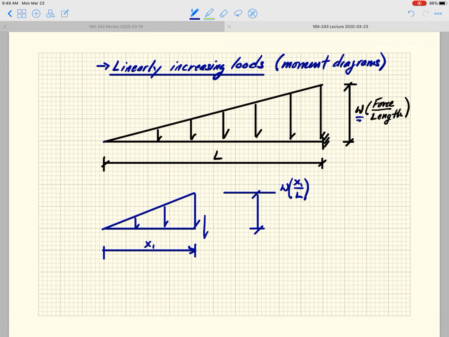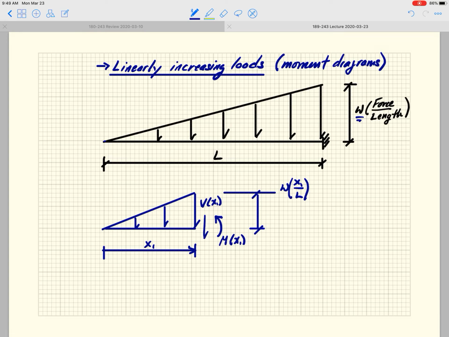So here, the first thing we're going to do is replace the rest of the structure with our internal forces. So these are our V of x1. And these are our M of x1. Again, these are associated with the local sign convention that we have talked about.